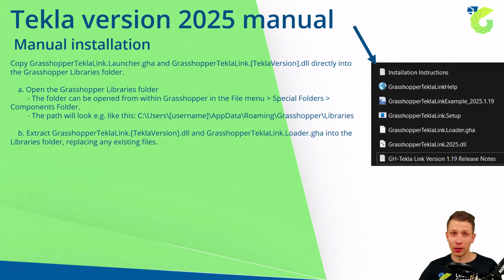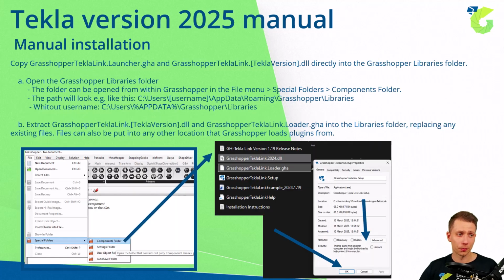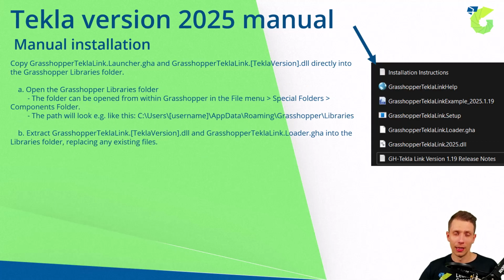How does the manual process look? It's really similar. You also have to unblock the files, but you have to copy them manually. We would like to copy two files: the Grasshopper-Tekla link launcher GHA, and the Grasshopper-Tekla Live Link DLL with the version. So remember, right click and check in the properties whether these two files are blocked. If they are blocked, unblock them, and then copy them into the Grasshopper components folder.